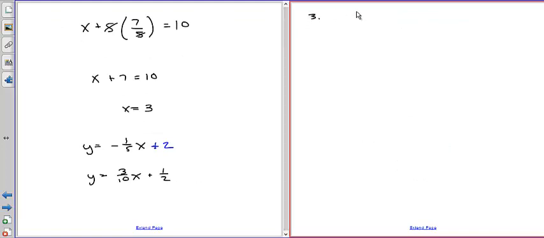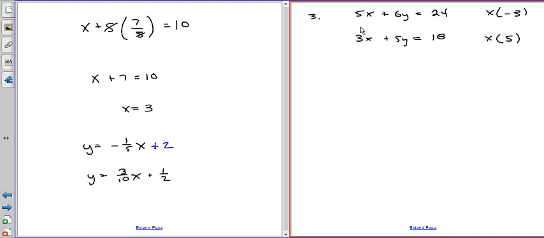Okay, number 3. 5x plus 6y equals 24. 3x plus 5y equals 18. Now, this is one of these cases where you have to multiply each one of them by something to get some common term. So we could multiply this by 3 and this by 5, or negative 3. I guess what I'm going to do is multiply this by negative 3. I'm going to multiply this by positive 5.